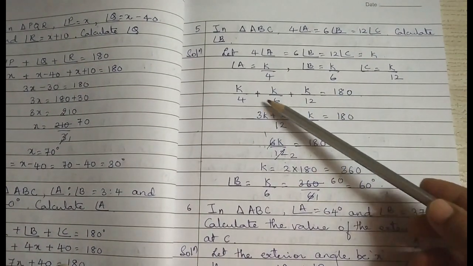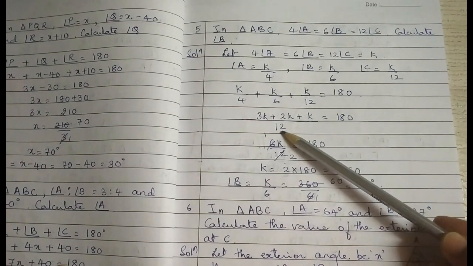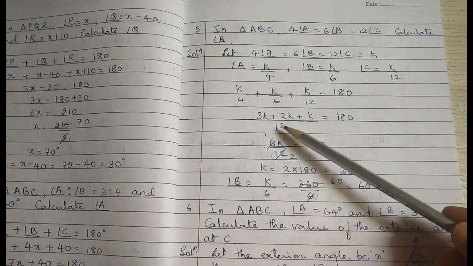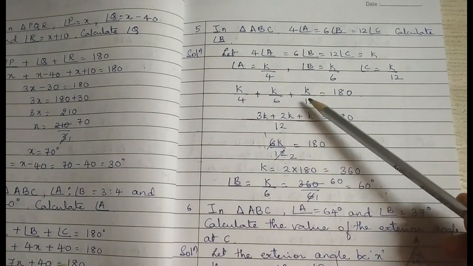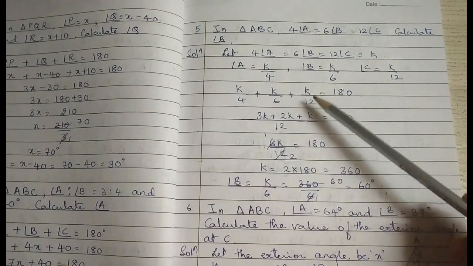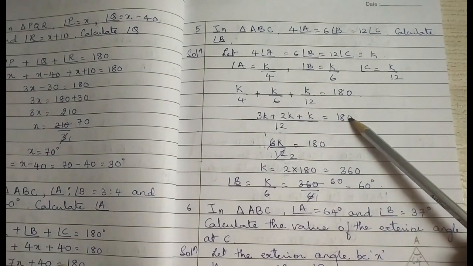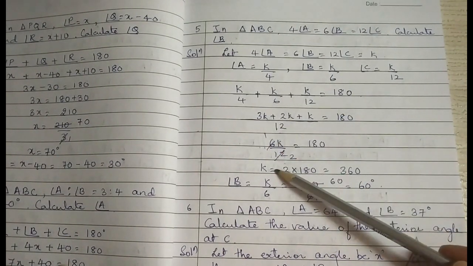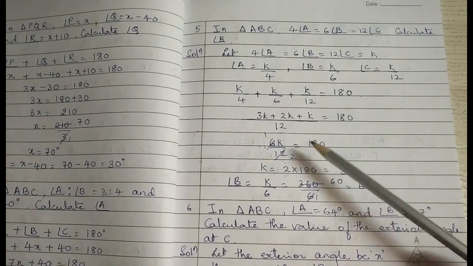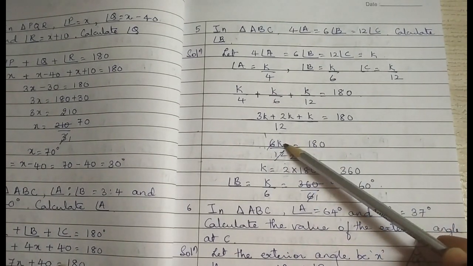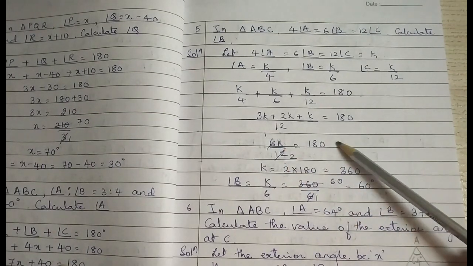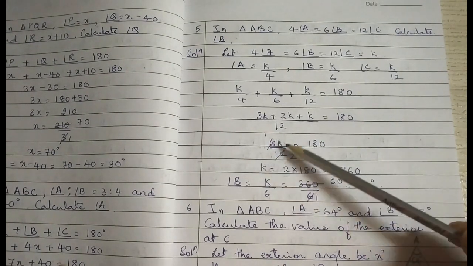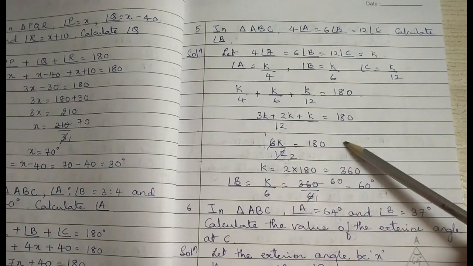So the LCM of 4, 6 and 12 is nothing but 12. 4 3s are 12, 3 into K, 3K plus 6 2s are 12, 2 into K is 2K plus 12 into 1 is 12, 1 into K is 1K, which is equal to 180. 3K plus 2K plus K is nothing but 6K upon 12, which is equal to 180. So K is equal to, either you can take this 12 to this side and then simplify, or you can simplify it here simply as 6 1s are 6, 6 2s are 12. So K is equal to 180 into 2.